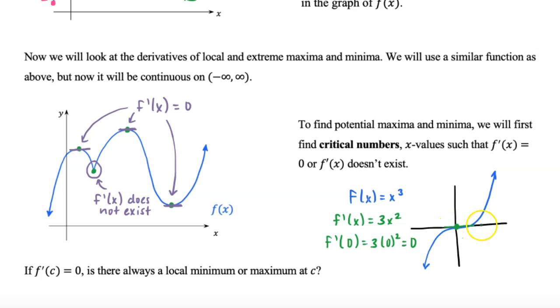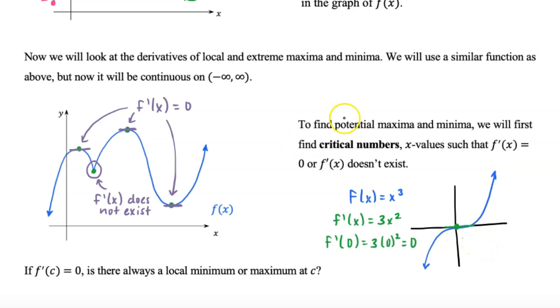So I have a horizontal tangent line right here. In this case, f prime of 0 is 0, but is this value a local max or min? Well, no, not a local min, because I've got a bunch of values to the left that are smaller than this point. It's not a local max, because I've got a bunch of values to the right that are larger.